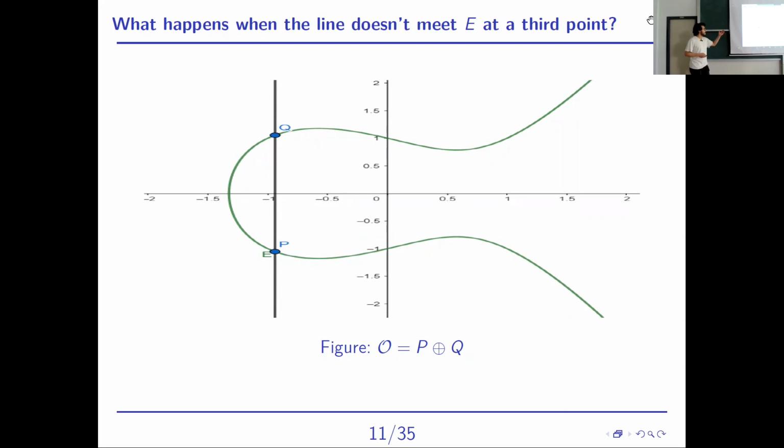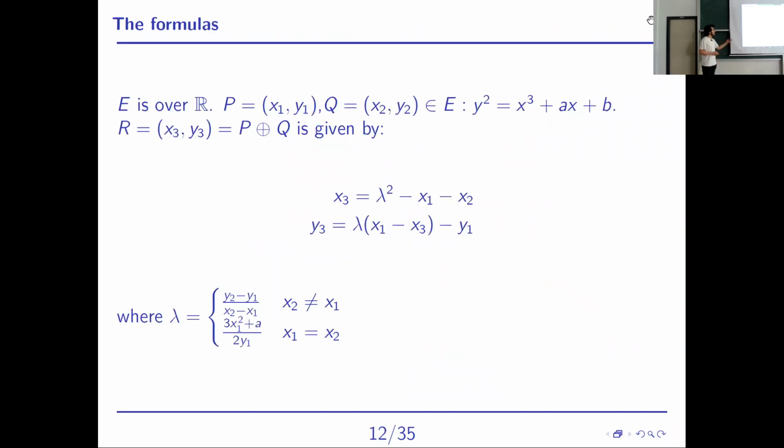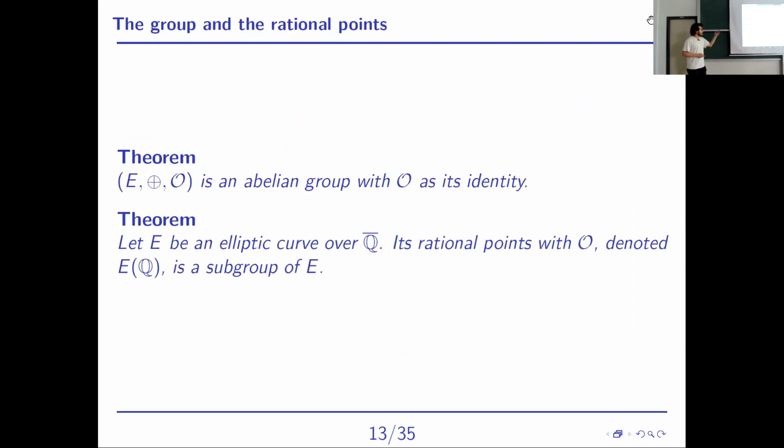In this case, we say it intersects at a point at infinity, which will function as the identity element of our group. I went to the effort of explicitly writing the group operation, but we won't need that. Now we can state that with this operation and this identity element, the points on an elliptic curve form an abelian group.